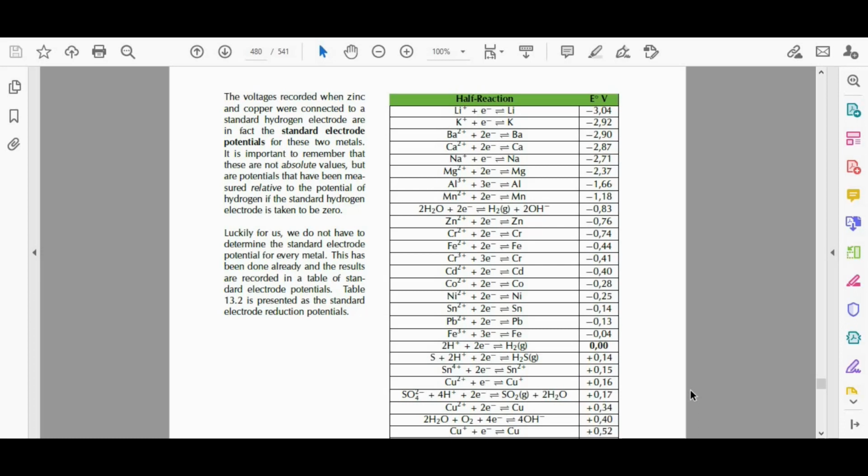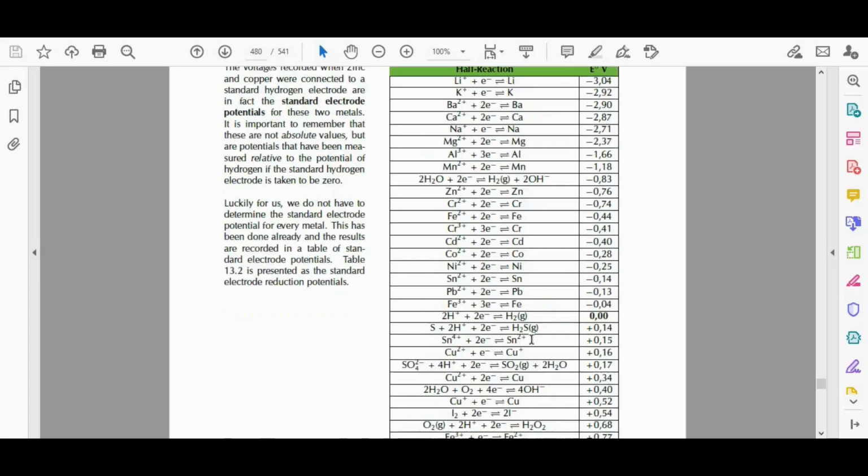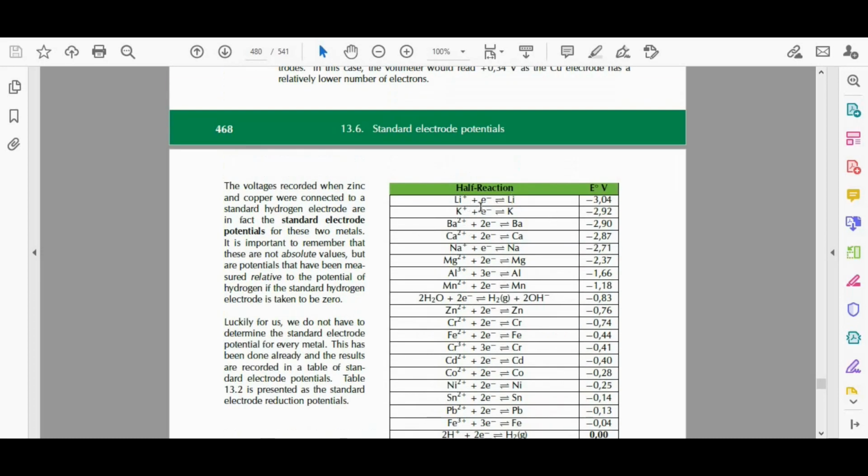In both tables, the reactions are written in reduction half reaction format. Even if the bottom is on top, they're all written like this. In other words, it's not written the other way around.